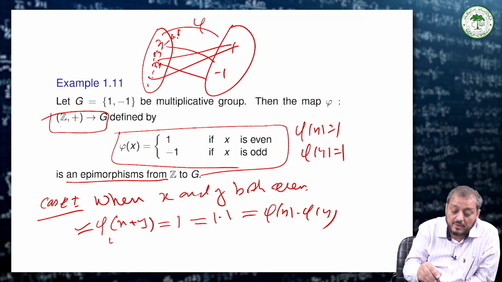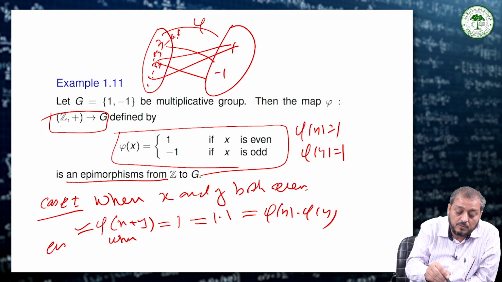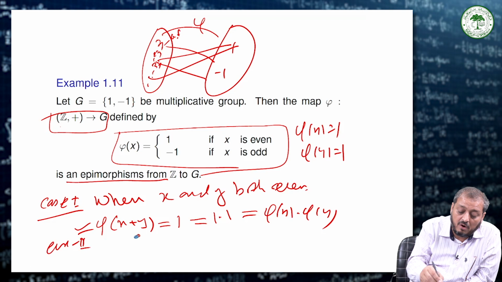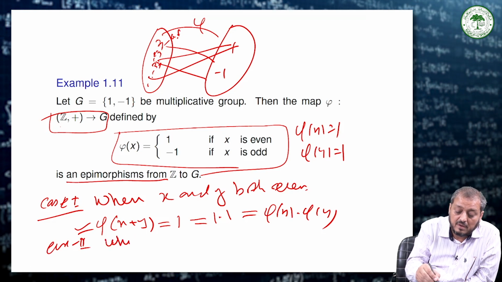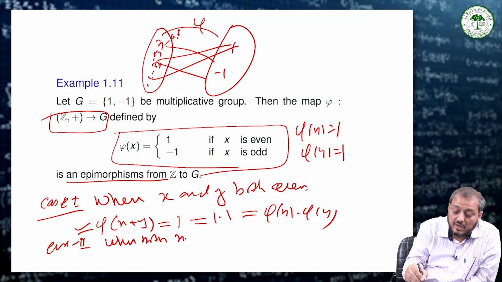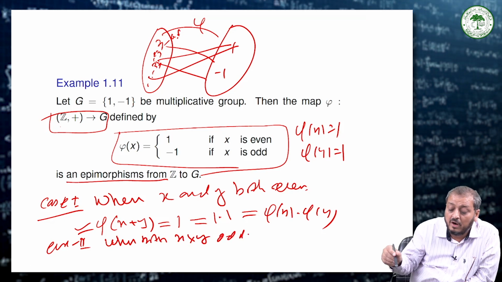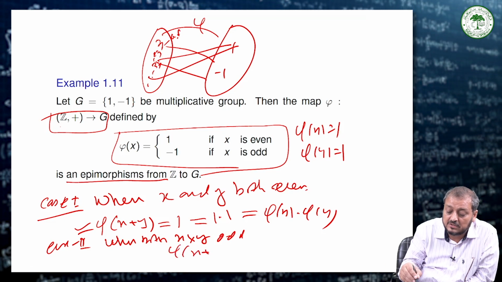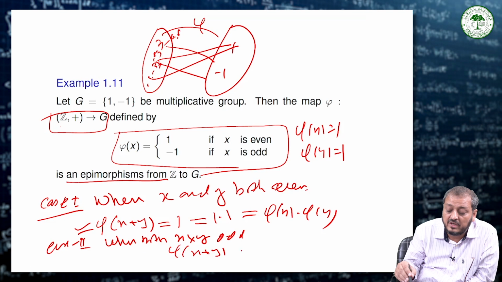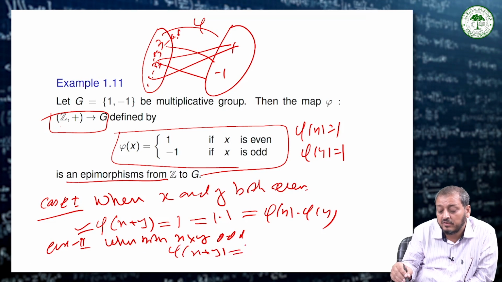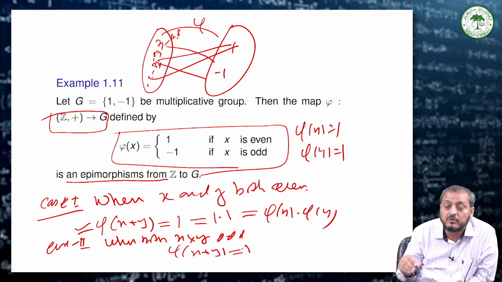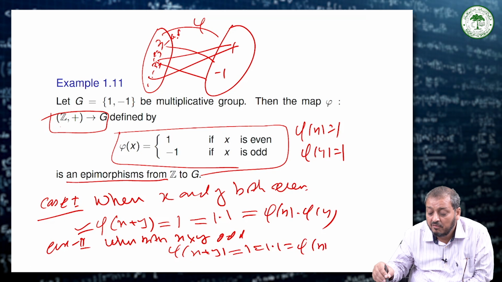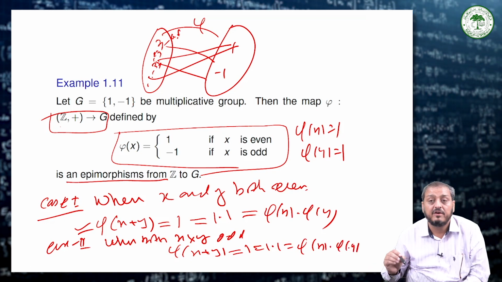Now case 2: when both x and y are odd. Again we take phi of x plus y. Since x is odd and y is odd, odd plus odd is even, and an even number is mapped to 1. This can be written as 1 into 1, which is phi of x into phi of y.